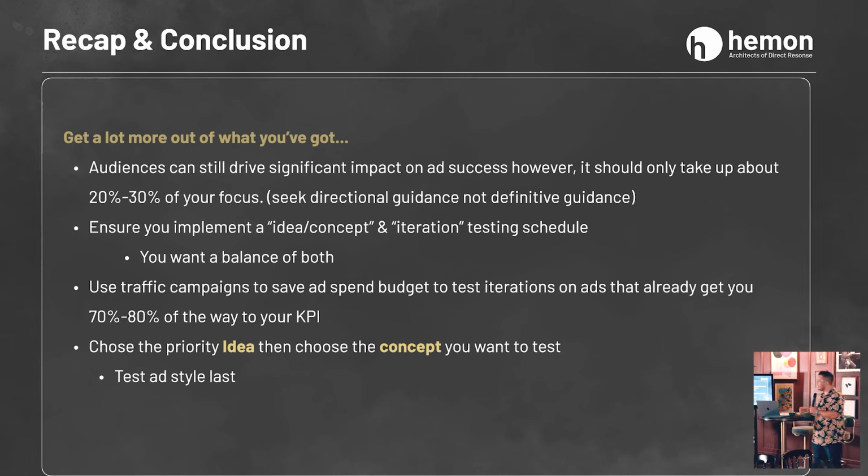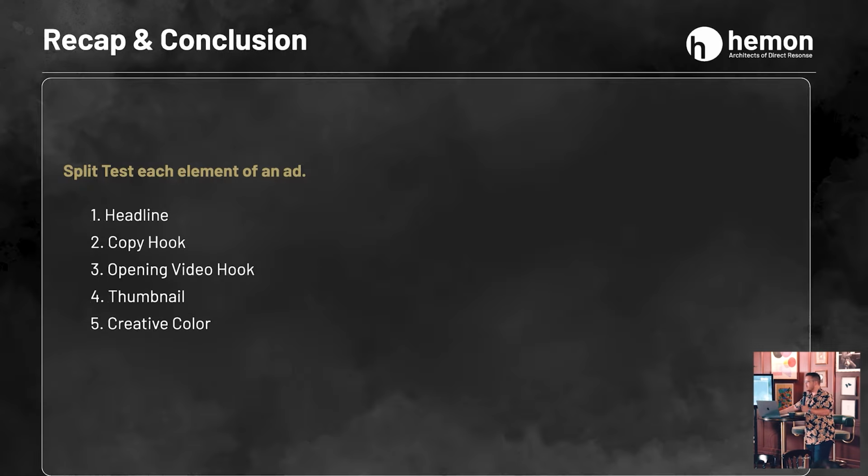Next, use traffic campaigns to save on ad spend budget and test iterations. Essentially, what you're looking for is those workhorse campaigns producing 70 to 80% of your KPIs. Then choose the idea, then choose the concept that you want to test, and test ad styles last. Ad styles is typically just an optimization thing, okay? Finally, split test each element of an ad. We start with headline, then copy hook, then opening video hook, thumbnail, then creative color. You can use that as just a simple way to start testing and doing your guidelines.